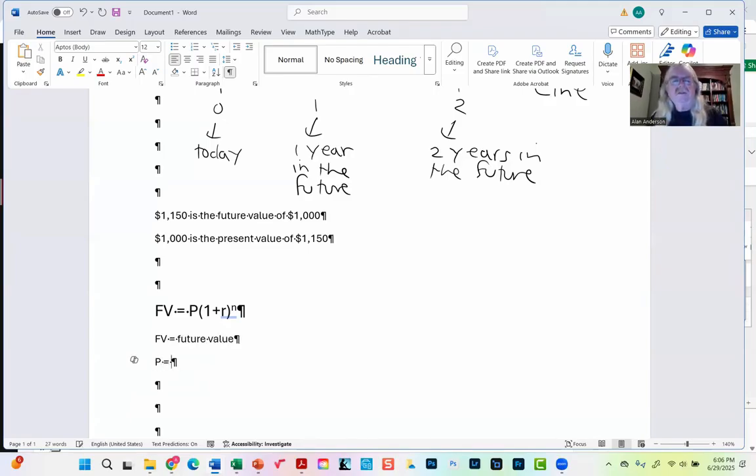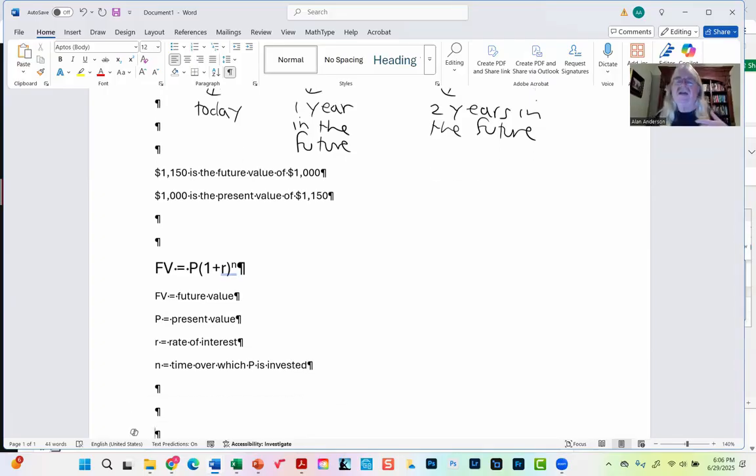P is the present value. R is the rate of interest. And N is the time over which P is invested. It might be in years, but it doesn't have to be.